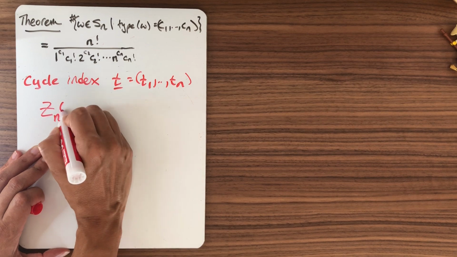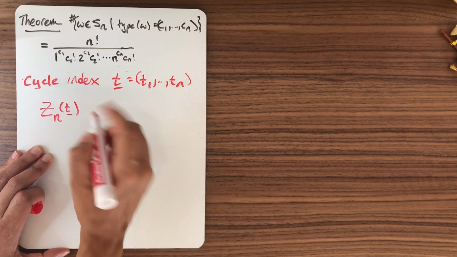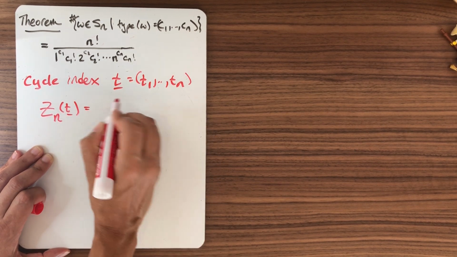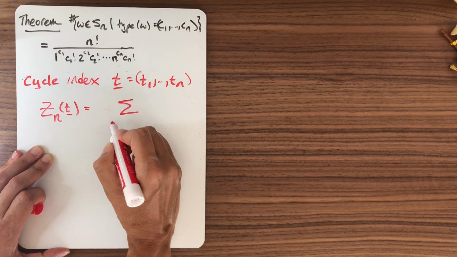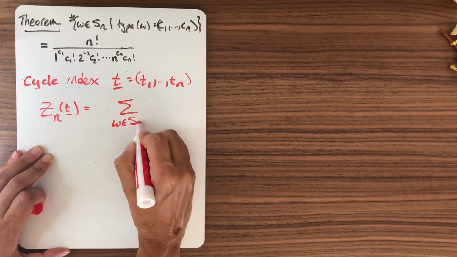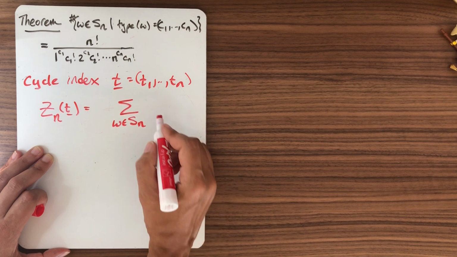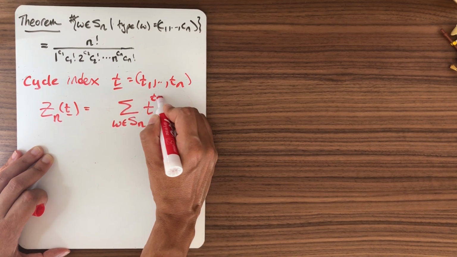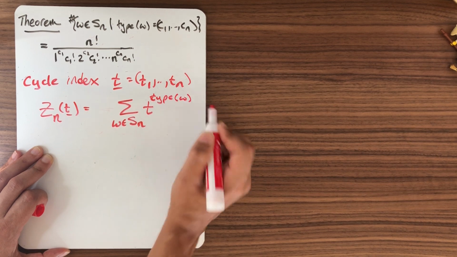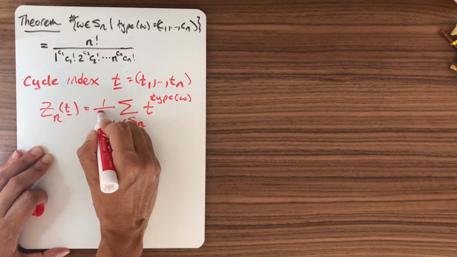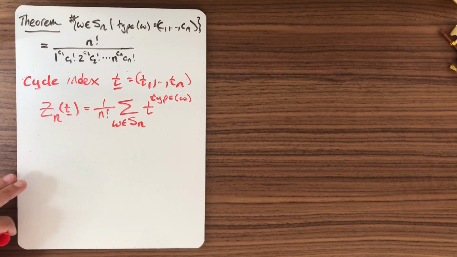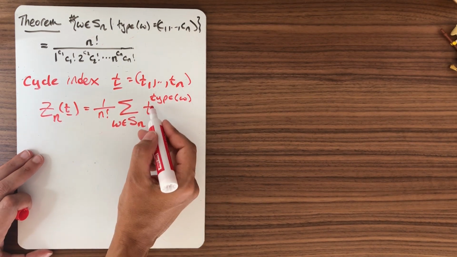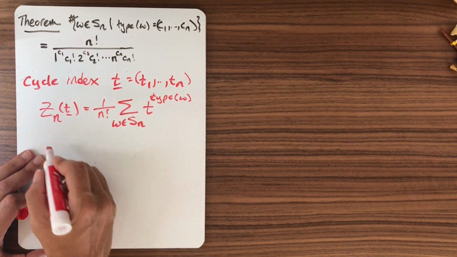Zn is a function of t, so it's a function of t1 up to tn. It's equal to the sum over all permutations. In that sense, it's sort of like a generating function. And I take t to the type of w, and then I'm going to normalize it by the number of permutations.